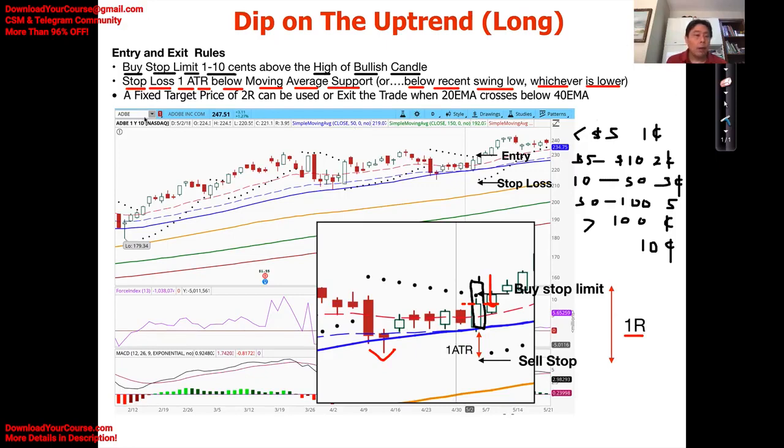Now, as I mentioned earlier, you can choose to place a fixed target price of 2R, which means if you're risking, for example, $6, your profit target would be at $12. Or you can choose not to place a profit target for this strategy and simply stay in the trade as long as the trend is moving up. We only exit the trade when the downtrend is confirmed, when the 20 EMA crosses below the 40 EMA.